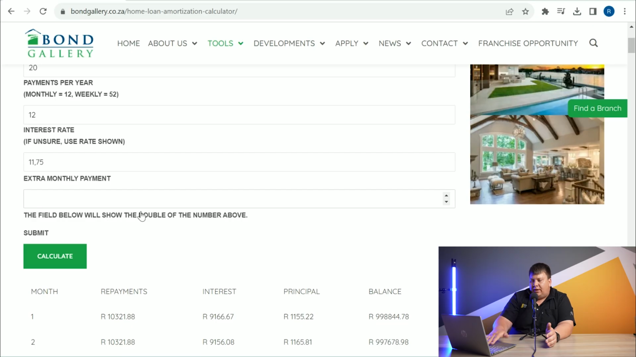So if you're able to pay, let's use the first example, if you're able to pay 500 Rand extra on your mortgage bond, let's have a look at what effect this has on the repayment schedule.